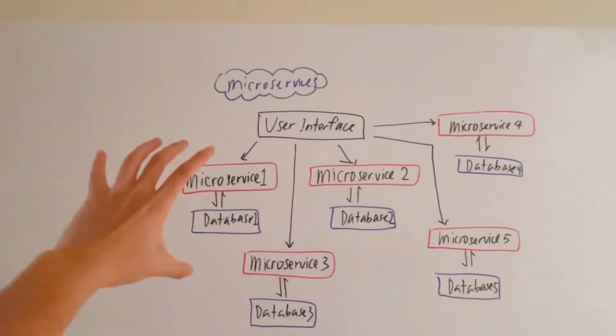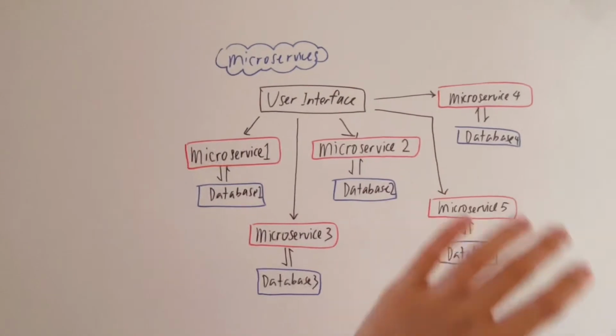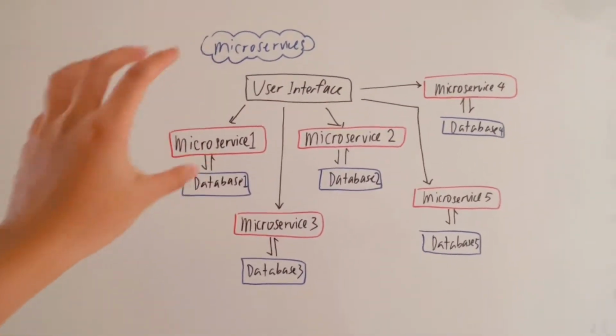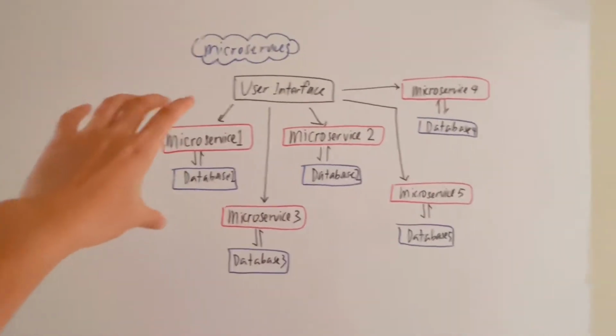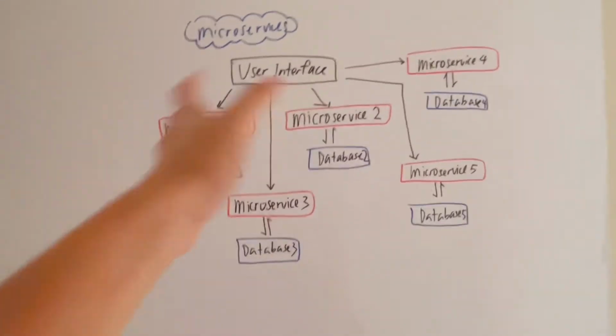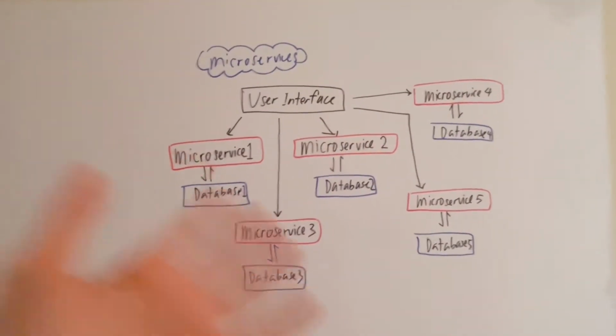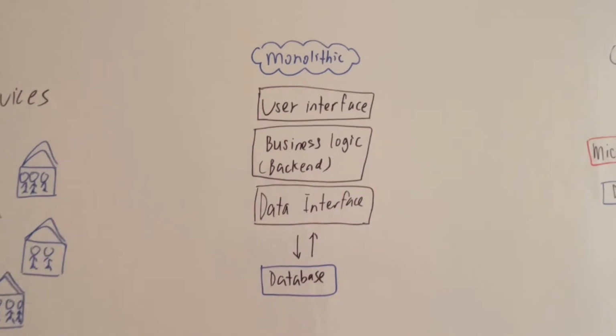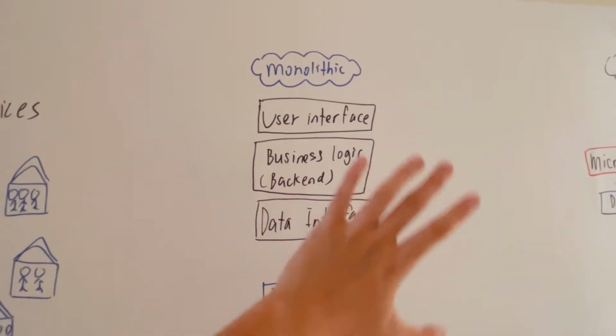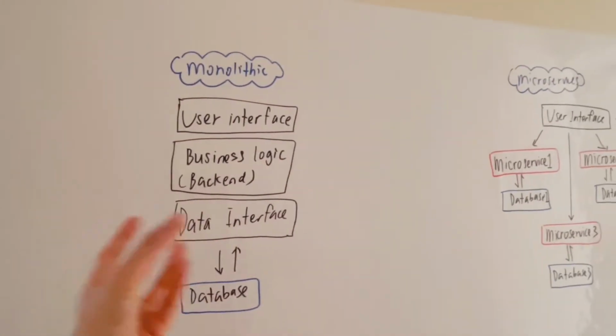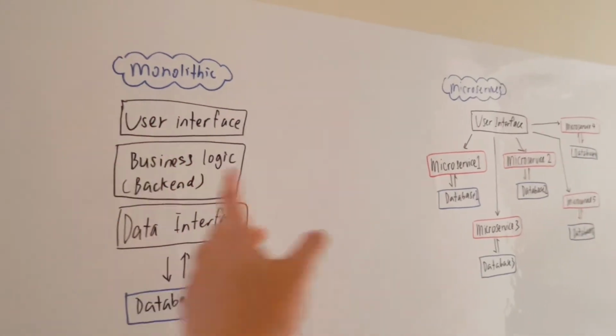For example, if that one's broken, everything is still running well because they are not linked together unless we call them through API. We can just fix that one and then put it back again and it will run like usual. So for a monolithic application, for example, if there is a bug here, everything will be corrupted. So that's the difference between monolithic and microservice.